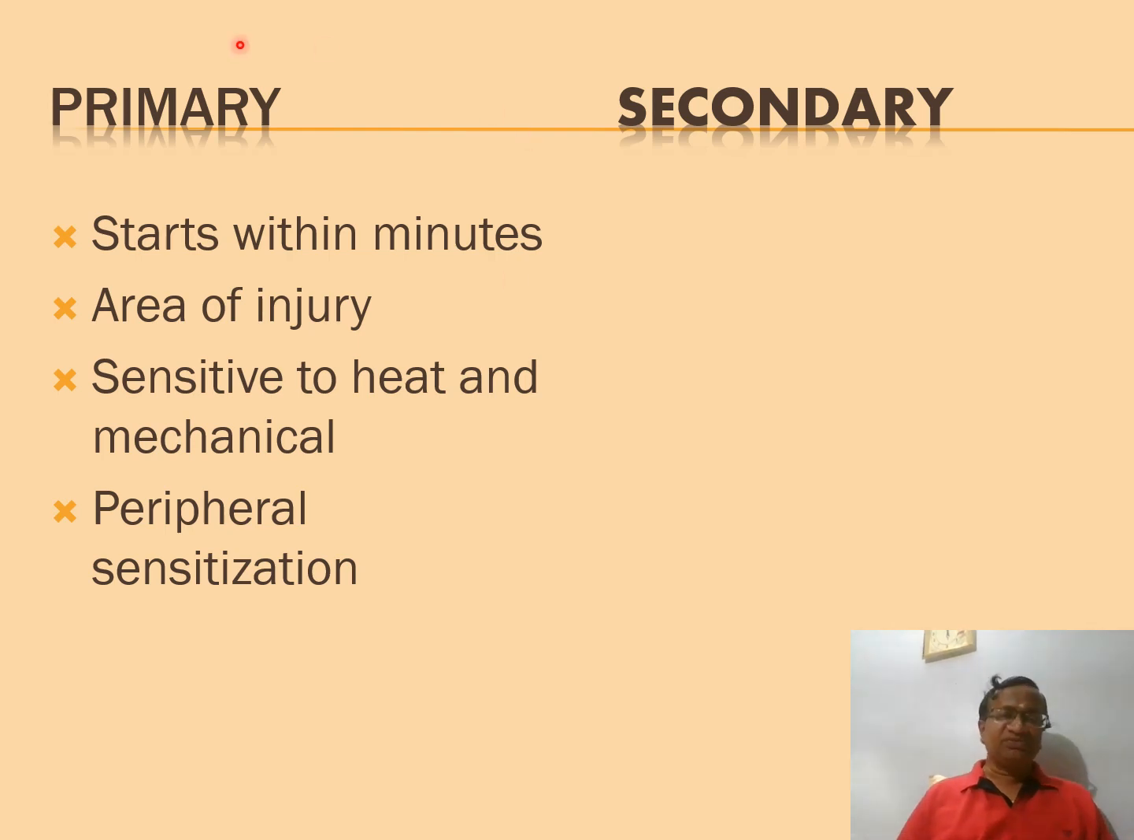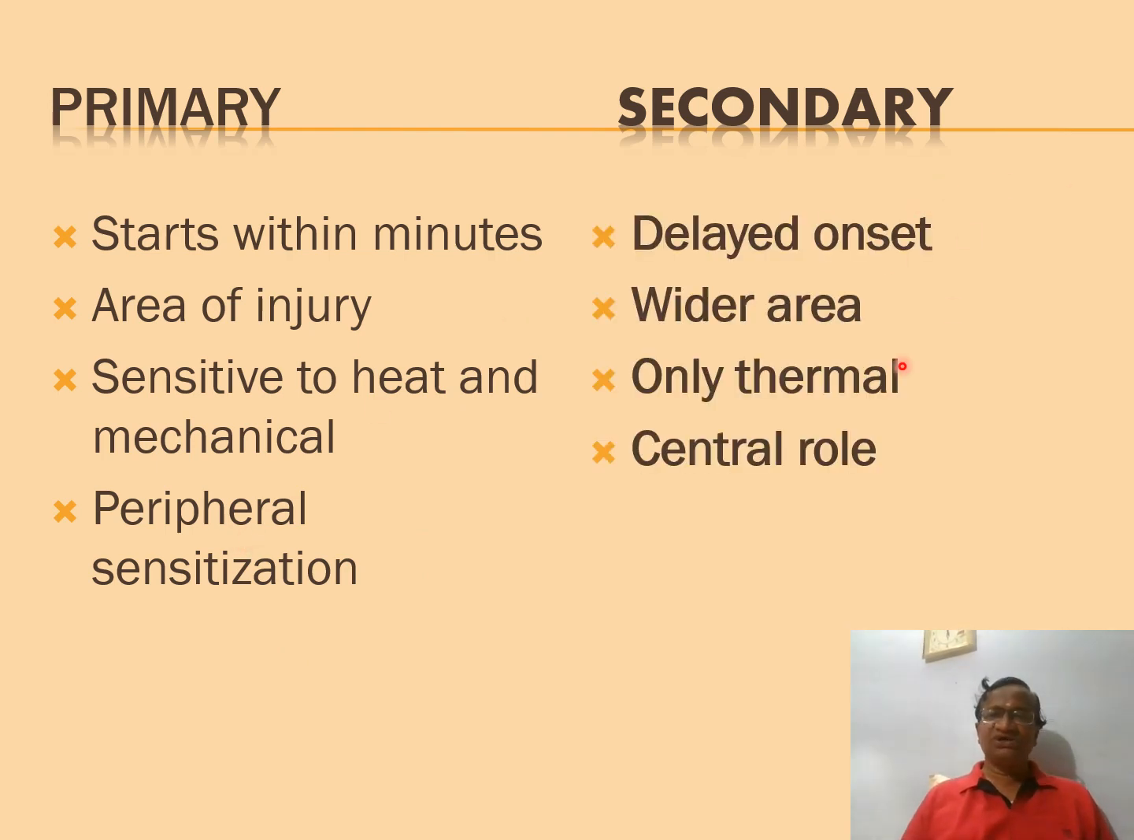So there is something called primary hyperalgesia and secondary hyperalgesia. Primary starts within minutes and in the area of injury. This is due to peripheral sensitization. In the peripheral nerves, the nociceptor, there is some change. So a small pain stimulus, big pain is sensed. That is sensitization. Secondary has delayed onset, a wider area, only thermal stimulus, and there may be a central role.